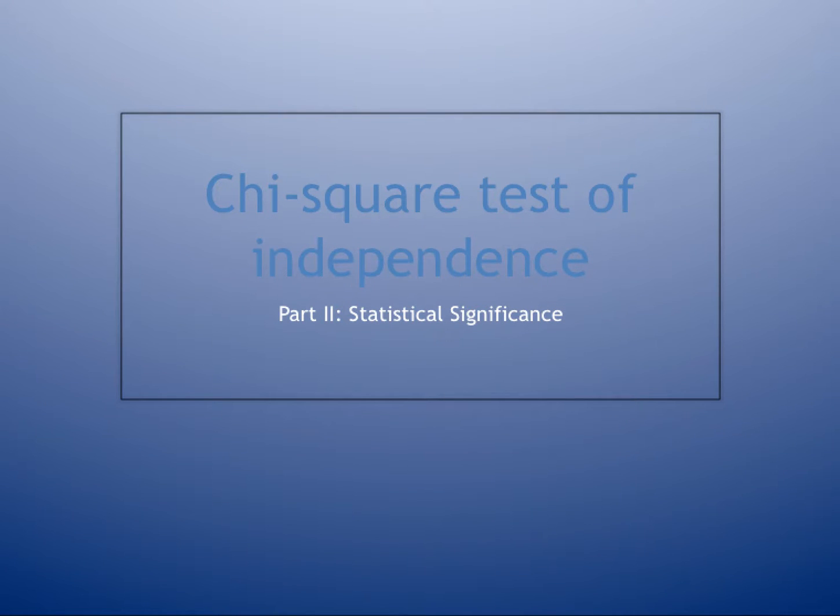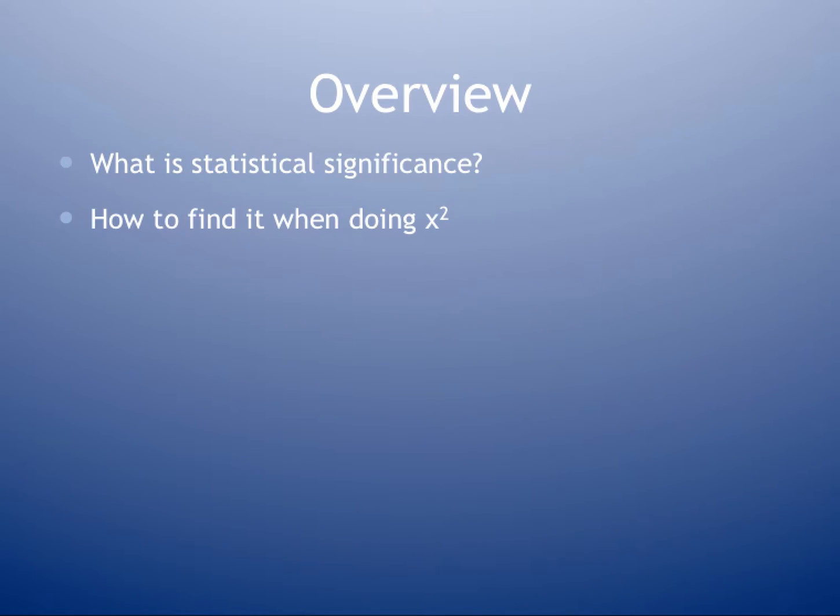All right, and now we move on to part two of the chi-square test, statistical significance. So what are we going to do? Well, essentially, we're going to talk primarily about theory: what statistical significance is, how we're finding it, and then exactly what we're doing when we're doing chi-square. The key that you need to know about this, though, is there's really these two goals.